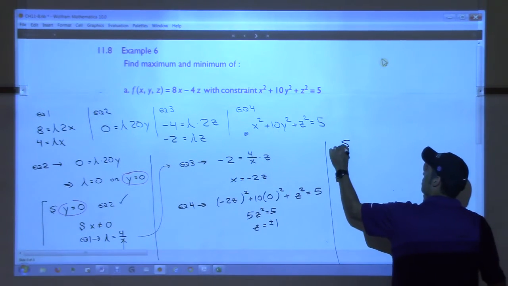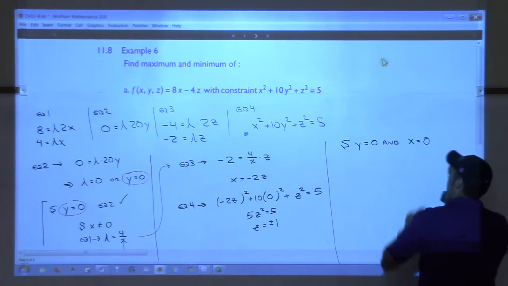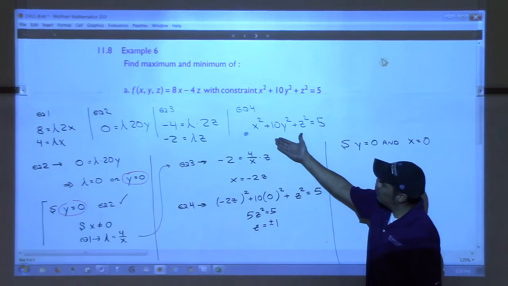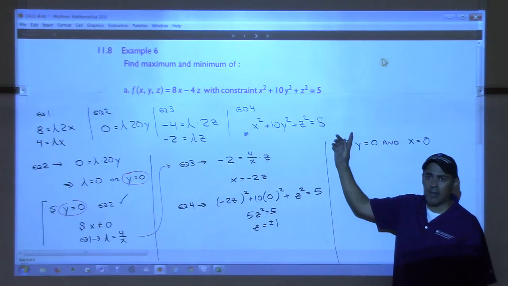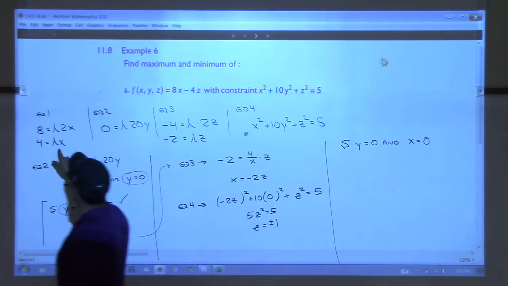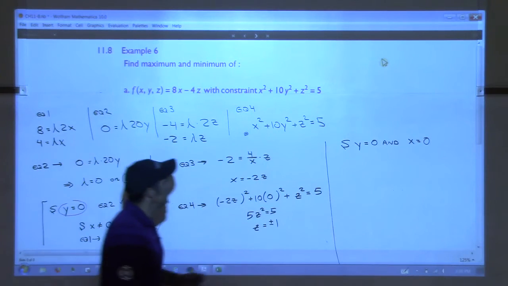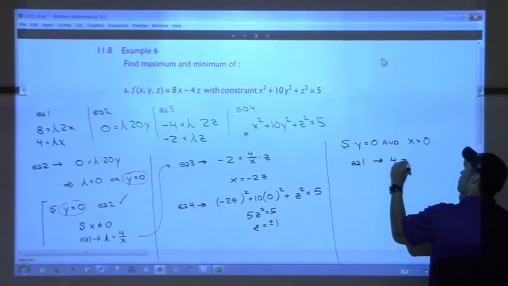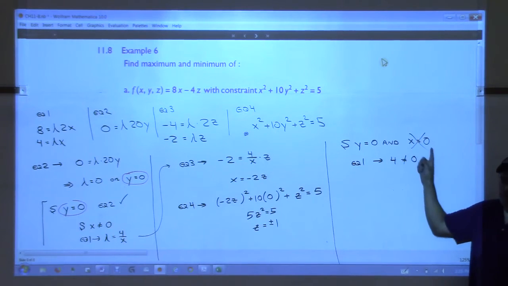All right, suppose that y is 0 and x is 0. Would we get something for z in equation 4? If x and y were 0, would we get an answer for z? Yes, but look, if x is 0, what is our first equation? 4 equals 0, right? Which isn't true. Then equation 1 would give us 4 equals 0, which isn't good. So that can't happen. We can't have y be 0 and at the same time have x be 0.